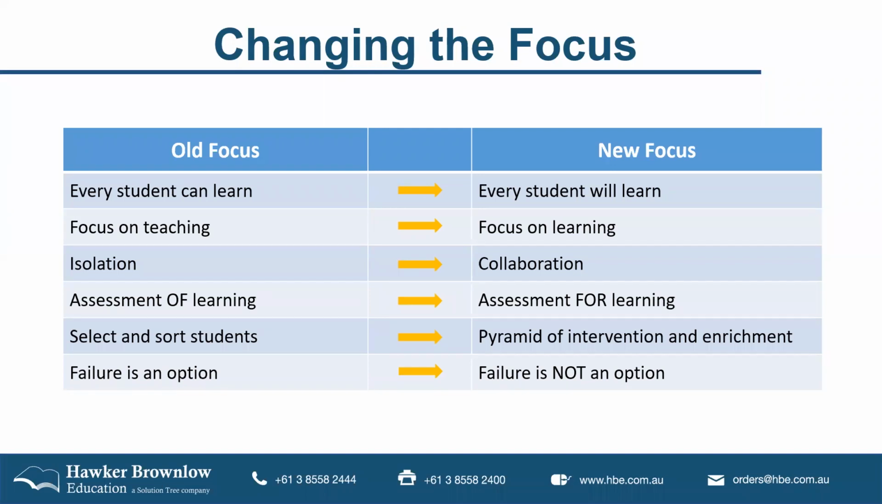We actually have a pyramid of intervention and enrichment, which we call GLOW time at Shailer Park State School, and it stands for Great Learning Our Way. So that's our RTI model. Our old focus, sometimes we did let students fail and teachers fail, and we say that failure is simply not an option at our school because our vision is success for all, where learners come first.